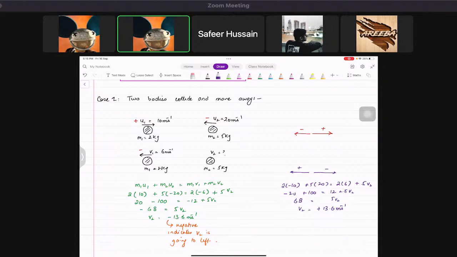It doesn't change anything, because this is now a positive sign, and if you have taken positive on the left, it indicates the object is going left. So nothing really changes. Whatever direction you take as positive, that's fine. Any questions now? No, sir. Okay. Now talking about case 2.